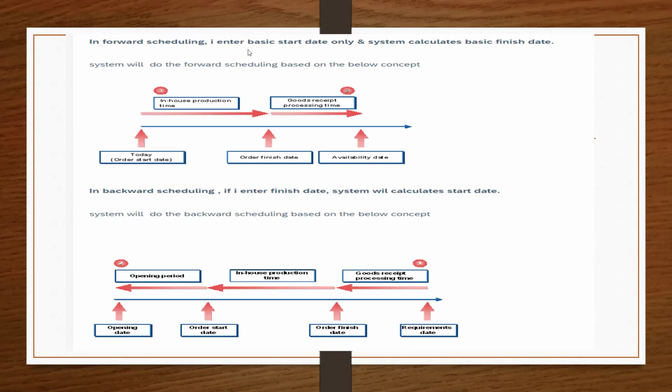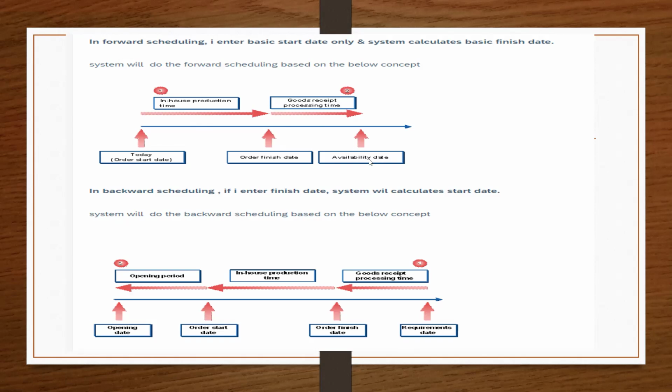If you see forwarding scheduling, the available date is this one. From today you have a today date, you get an order starting date, but actually the material available date is happening in the future. After going through backward scheduling, because it crosses the date, it then goes for in-house production for another few days, and goods receipt for another few days, the order finishes here, and then the available date comes into the picture.